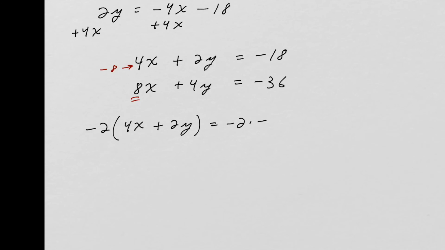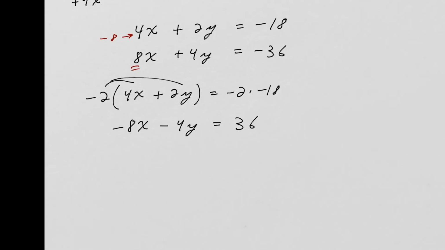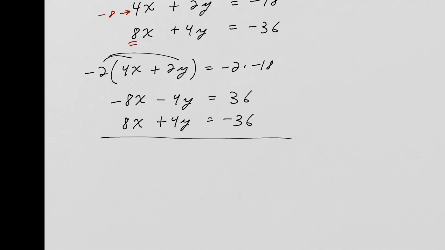And again, don't forget also the right-hand side. So I have negative 8x minus 4y equals positive 36. And in the second equation, I'll just write down again, 8x plus 4y equals negative 36. Now, if we do the next step, which is adding, look what happens. The x's disappear, the y's disappear.